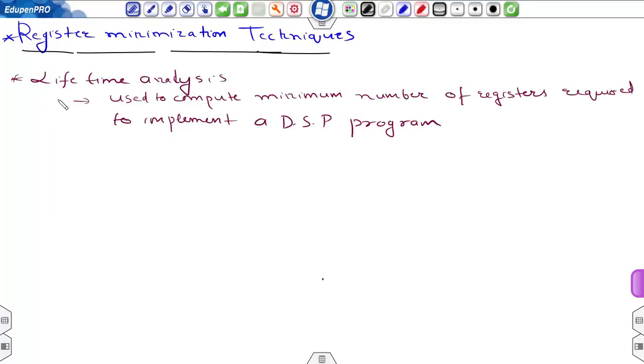For this we have to follow a procedure, and that procedure is called lifetime analysis. It is a procedure that is used to compute the minimum number of registers required to implement a DSP program. So these registers are used to store data samples, or you can say variables, and there are two terms associated with it.